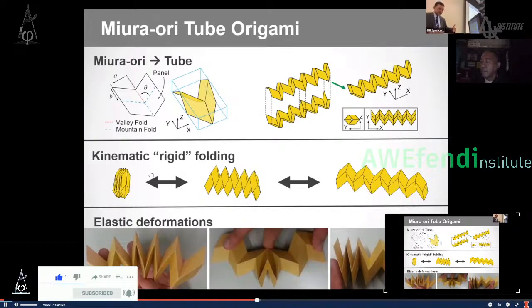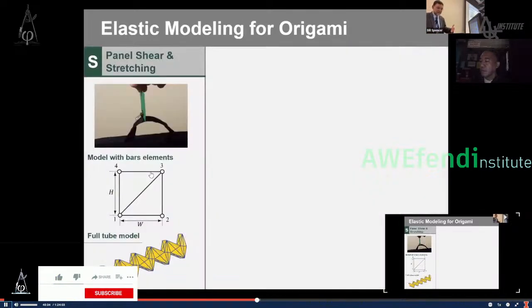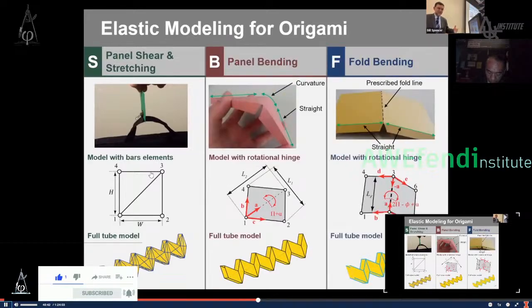And we wanted to go beyond not just kinematics, but also look at the elastic deformation of the system. And that's when we got the idea to do the Merlin software that I am going to show to you. That is a simplified model that considers only panel shear and stretching, okay? As you can see here, the bending of the panel, like if this is a panel, then how it's going to bend, and the bending of the folds, only these three deformation modes. What is very nice about Merlin is that it is a bar and hinge model.